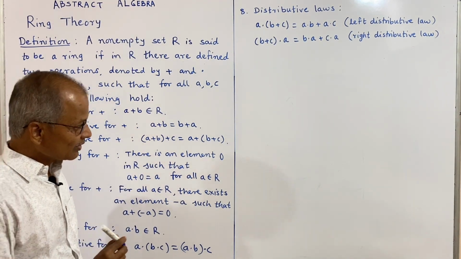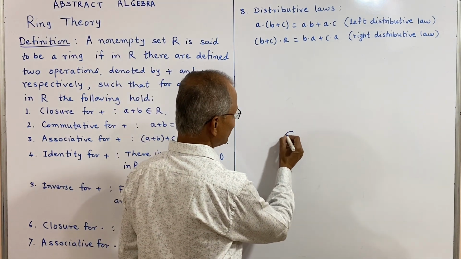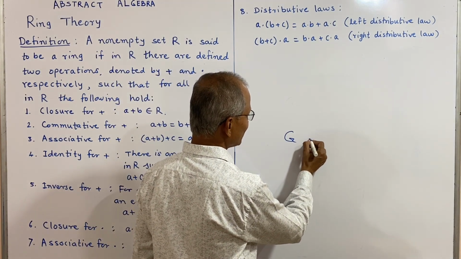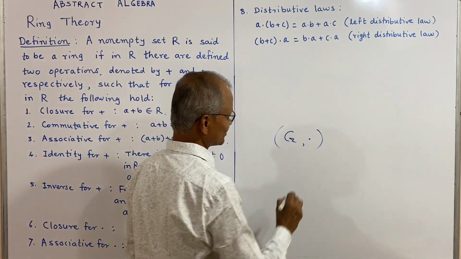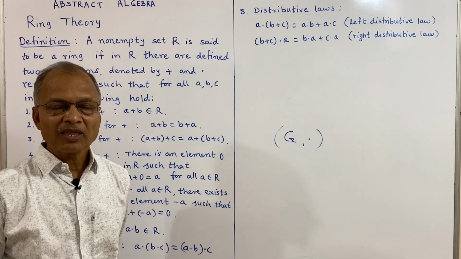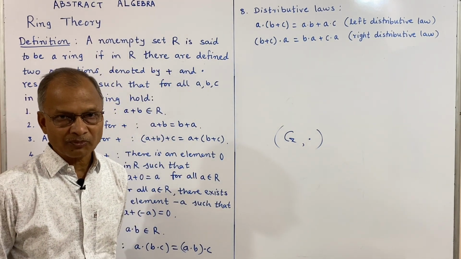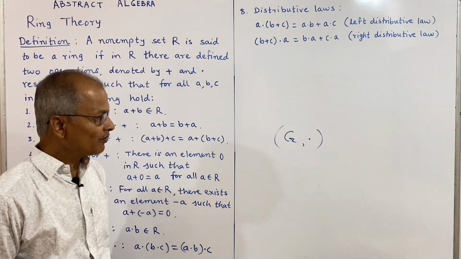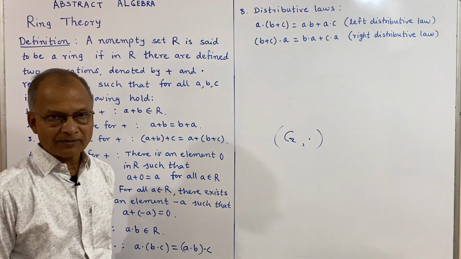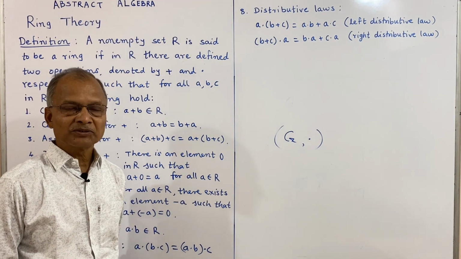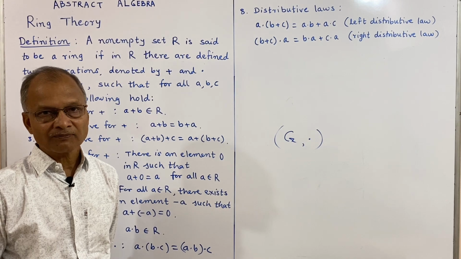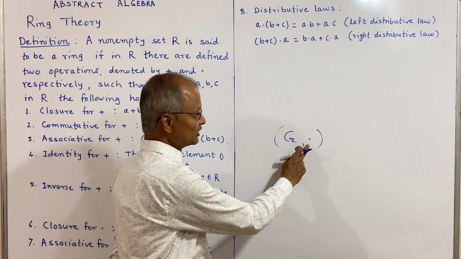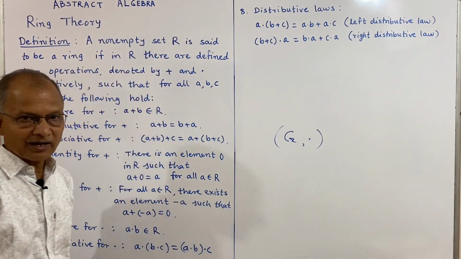So we know that a group is a non-empty set G together with a binary operation associated with that set G, which satisfies certain properties. These properties, we know, are the closure property, the associative property, existence of identity and existence of inverse with respect to this operation which is denoted by dot.